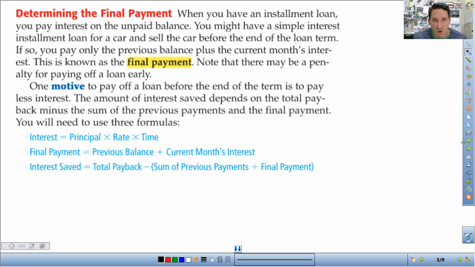One motive to pay off a loan before the end of the term is to pay less. The amount of interest saved depends on the total payback minus the sum of the previous payments and the final payment. You'll need to use three formulas. So here are the formulas.